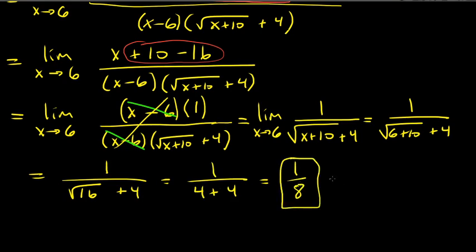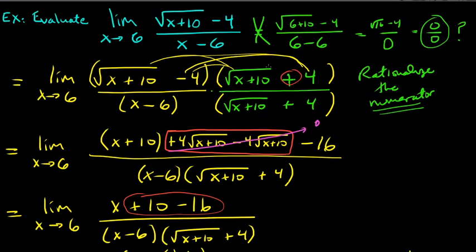And there's our answer. If you like decimals, then you can write 0.125. I prefer the fraction, but I'm not picky about it. You can write it either way. But that's it, right? So this limit was 1 over 8.